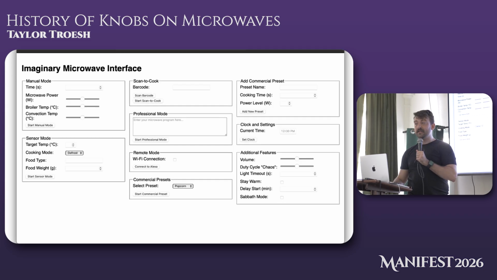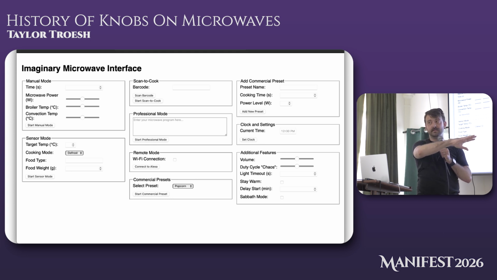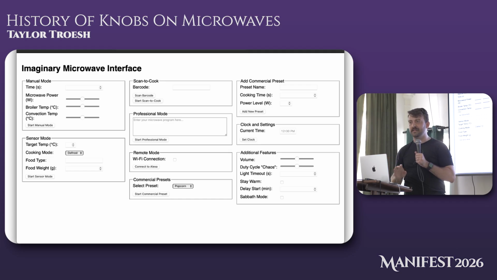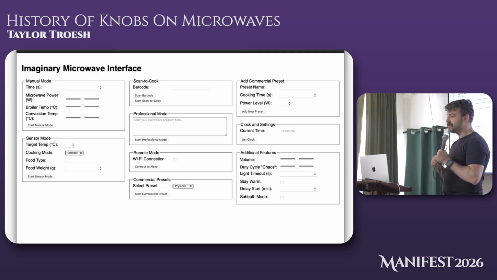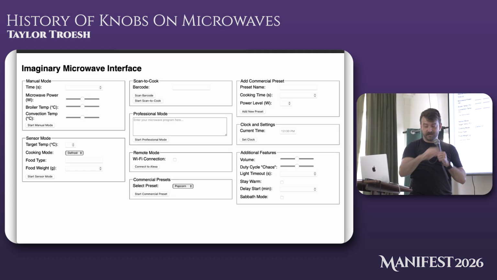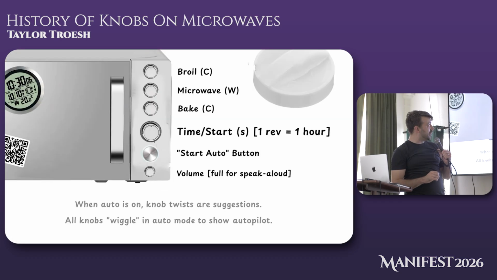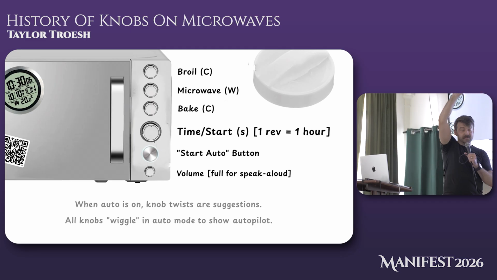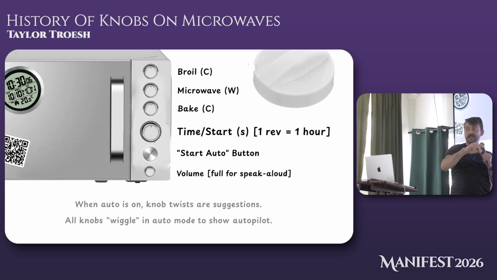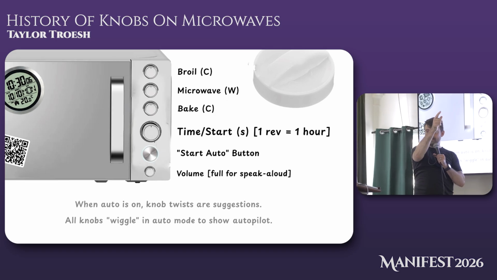I've decompressed. What would my ideal microwave look like that is able to capture all of this? Okay, my ideal microwave is probably literally just one knob. I don't tend to use a lot of the other features. I eat macaroni, and that's it. So if I were to take all of these features and try to put them into a microwave, it might look something like this. Broil, microwave, bake, each with their own knobs. You have an egg timer style, where 1 revolution is 1 hour.